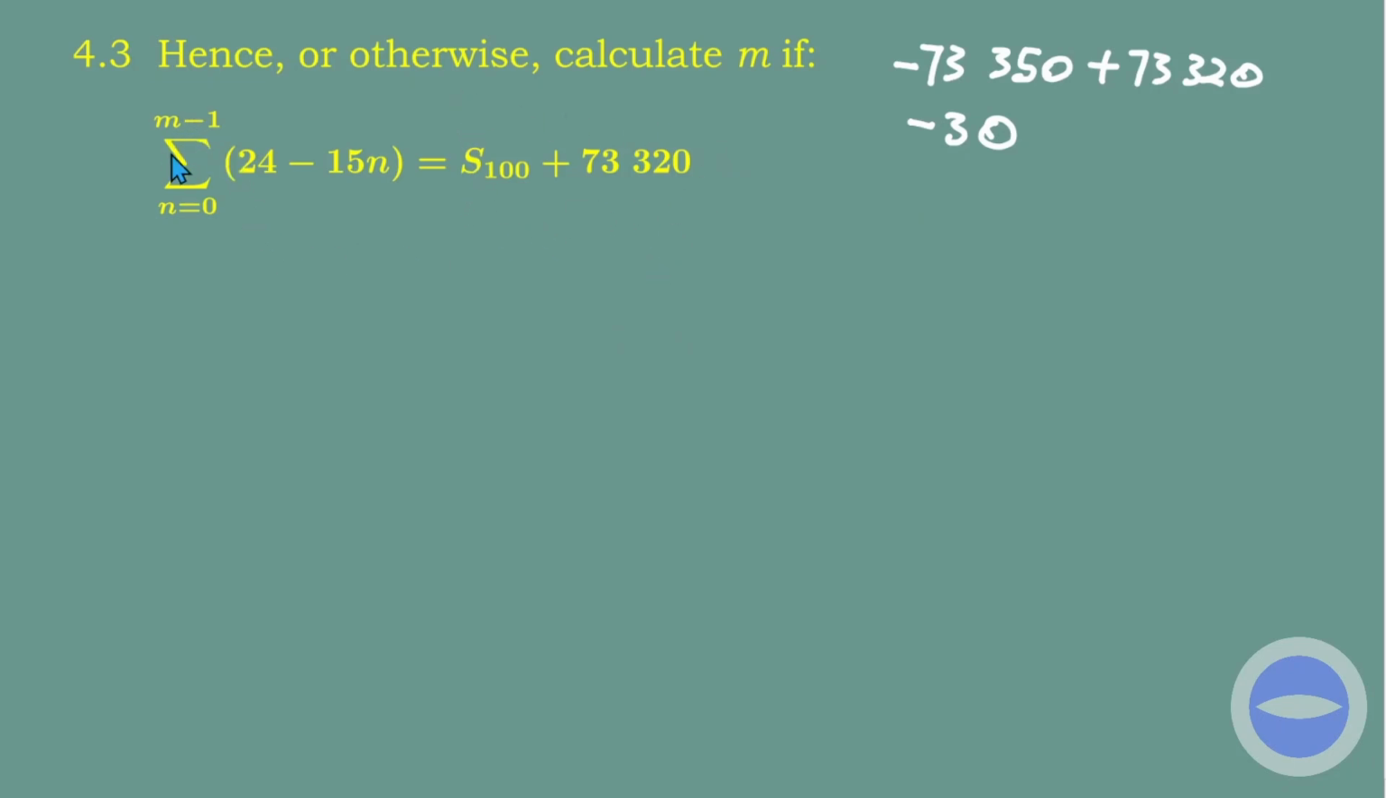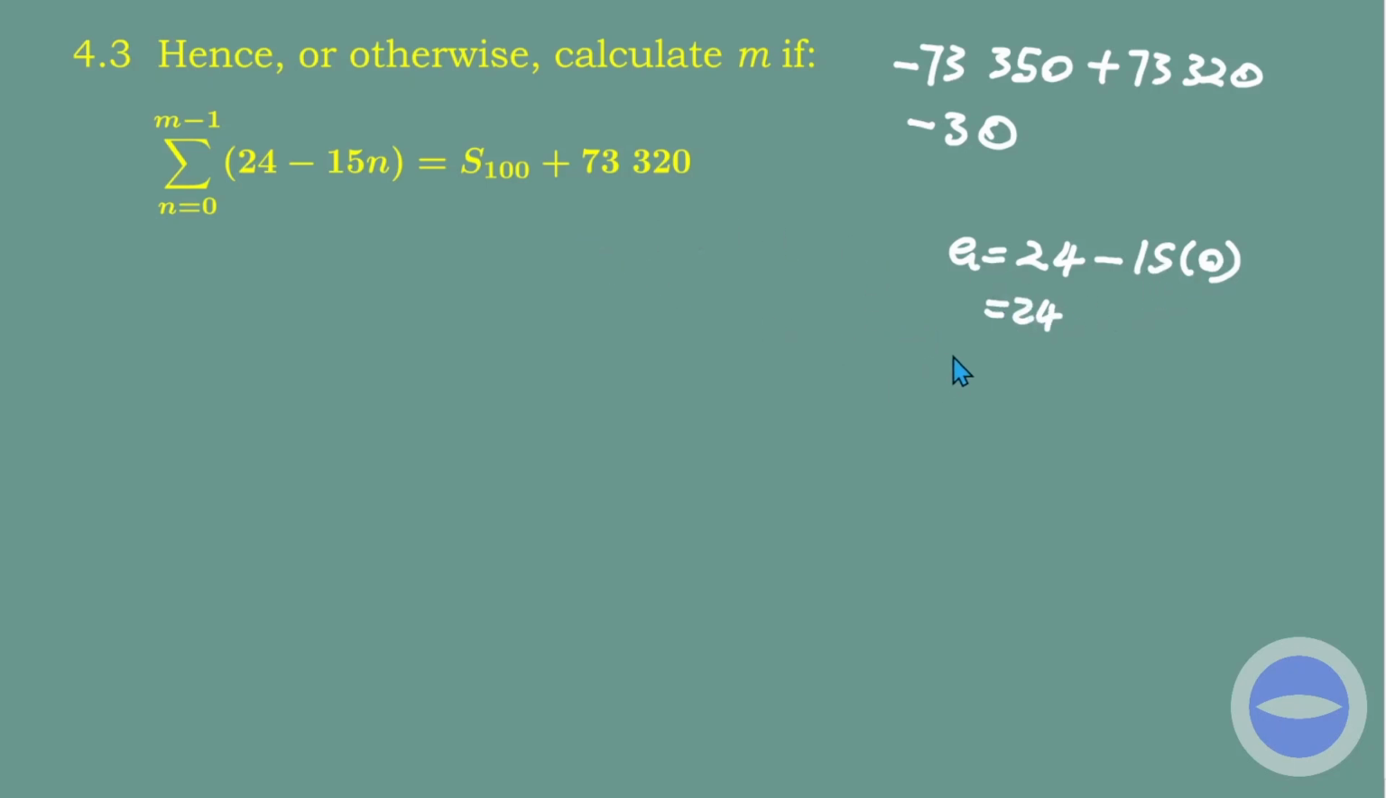Then from here we have to work with the sigma notation. So we know that our pattern starts at n equals 0. So first we start with finding a. Our a equals, I take this equation and substitute 0 here, so we'll make 24 minus 15 multiplied by 0, which is 24 minus 0. So a is equal to 24.